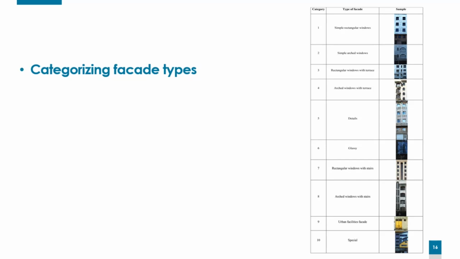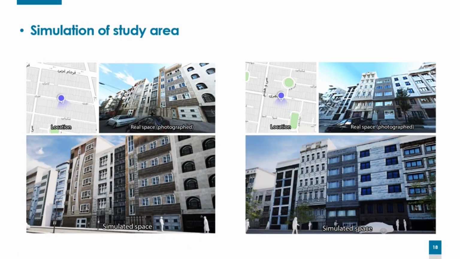Now we have covered the methodology and techniques used in this project. Let's move on to discuss the results. In this slide, we compare real photographs of the Narmak neighborhood with the simulated 3D models generated in CityEngine. The images highlight the accuracy and details of the simulated environment. This simulation allows for a realistic representation of the area.